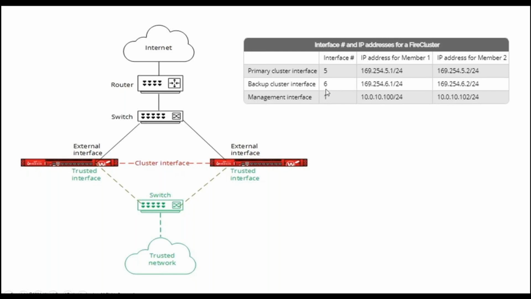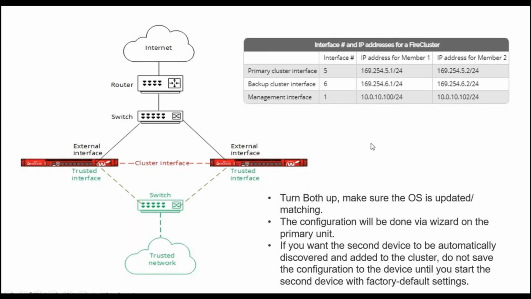When it comes to the other interface, it's going to be interface 6 on member 1, interface 6 on member 2. And for the management interface, I put an IP address in the same trust network. So I put it as 10.0.10.100 for the first one and 102 in the second. And by the way, this information is all available in the help document, right? This is where I got it from.